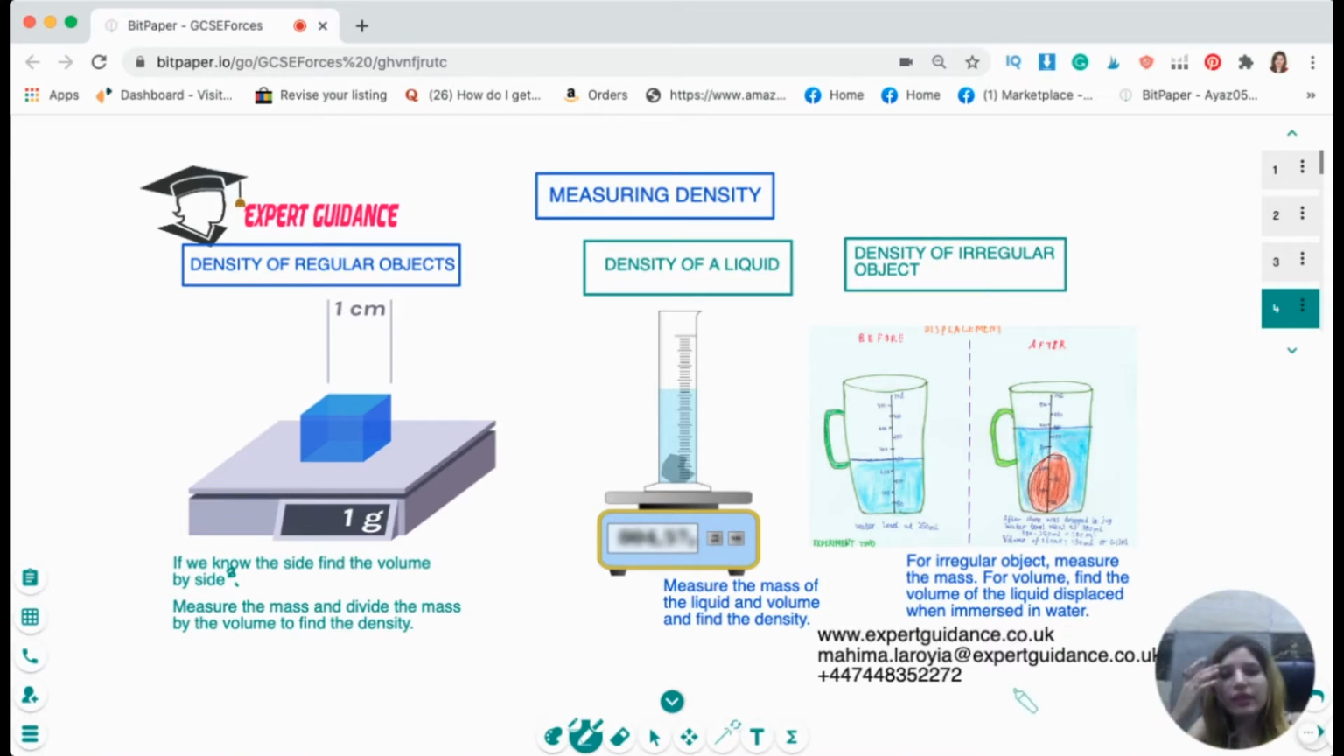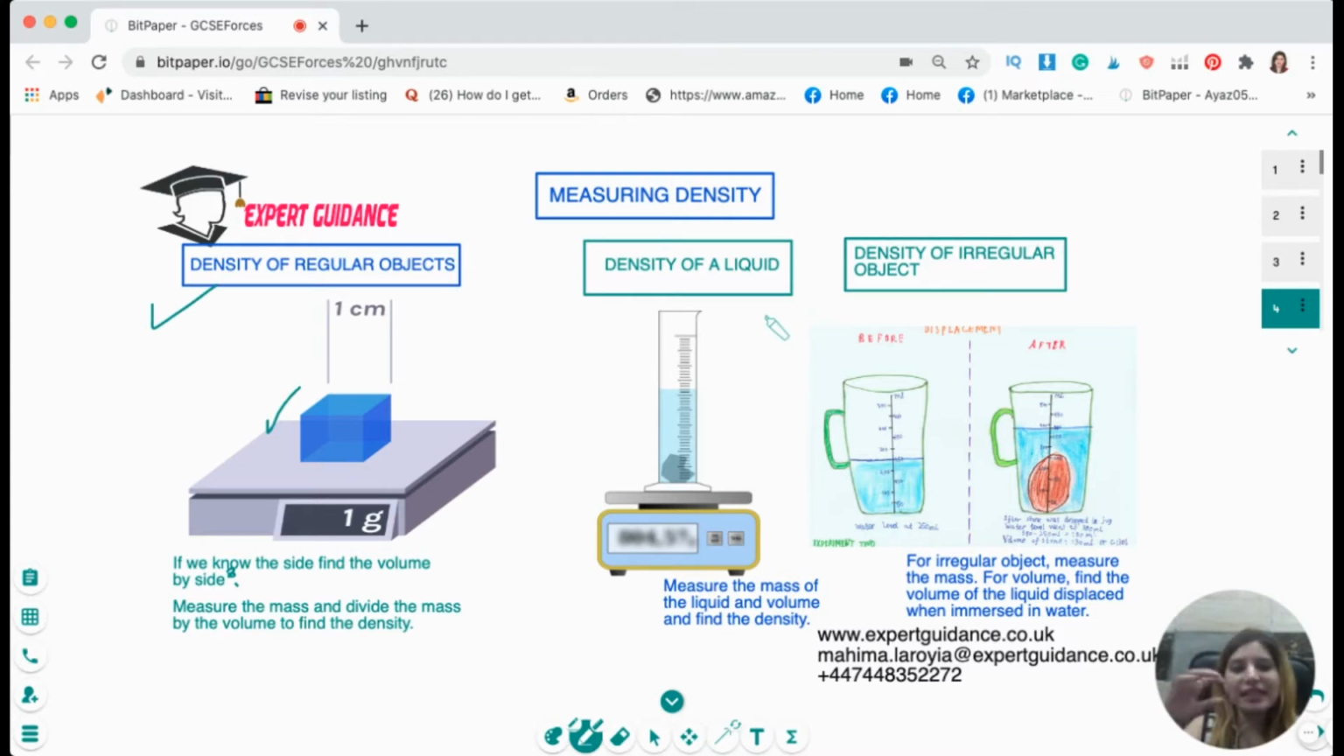Now, the next thing that we need to know is how do we measure the densities of different kinds of objects. We could have a regular object like this cube. We can put it onto a weighing scale and measure the mass. If we know the side of the cube, then we can find the volume by doing side cubed, and then we can do mass over volume to find the density of a regular object.